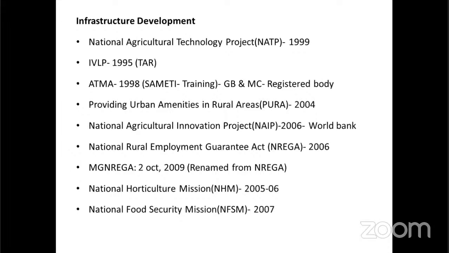Friends, next is about NREGA. The act came in 2006. NREGA means National Rural Employment Guarantee Act. It was renamed in 2009, on October 2, Mahatma Gandhi's birthday, as MGNREGA, the Mahatma Gandhi National Rural Employment Guarantee Act, which provides 100 days of work for a family.